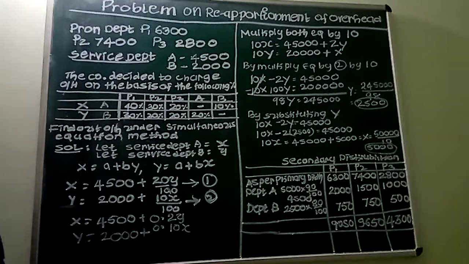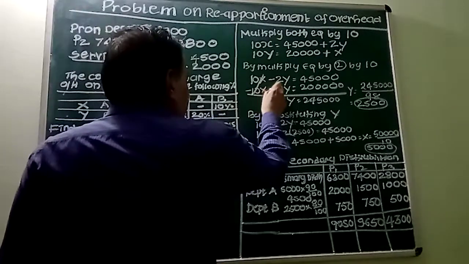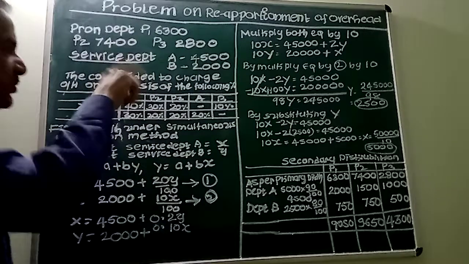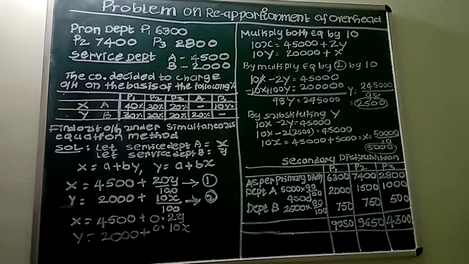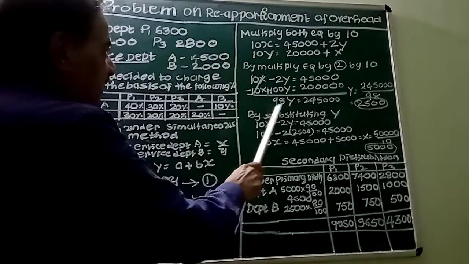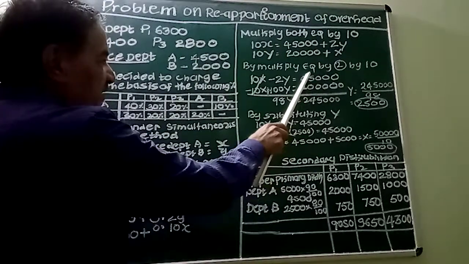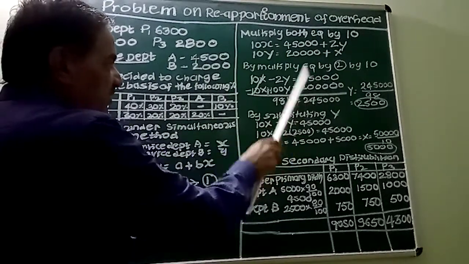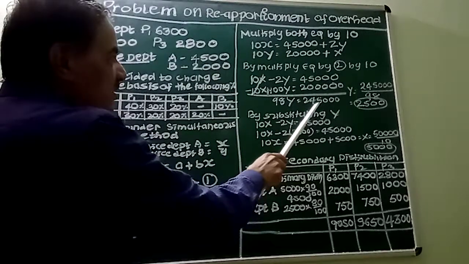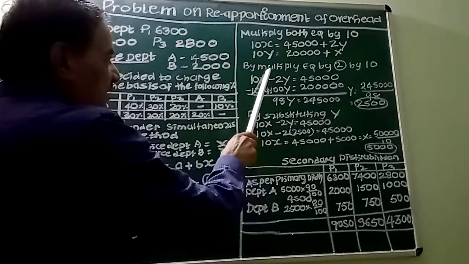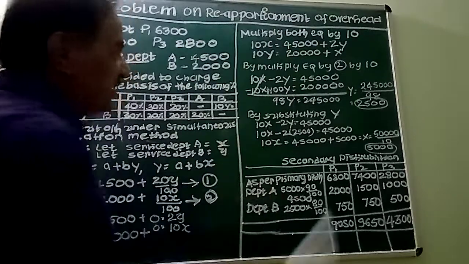This is a very important point. So 100y minus 2y, 98y is equal to 2,45,000. That is 2 lakh plus 45,000, by adding both the equations, 98y is equal to 2,45,000. 10x will get cancelled with minus 10x.